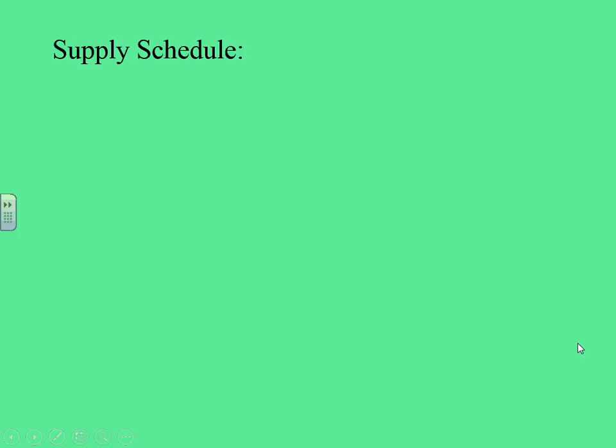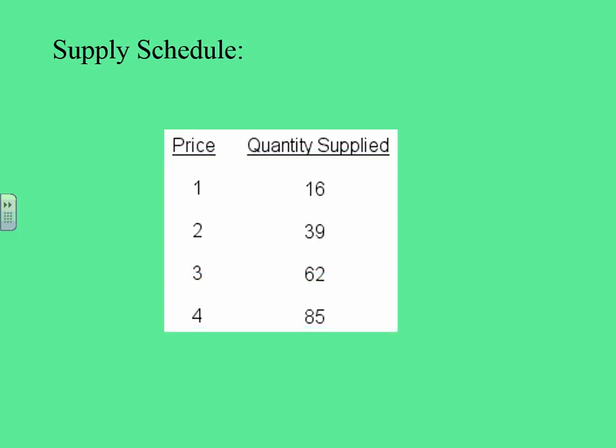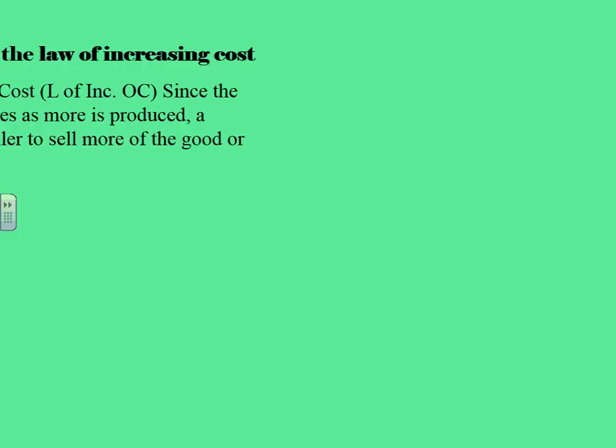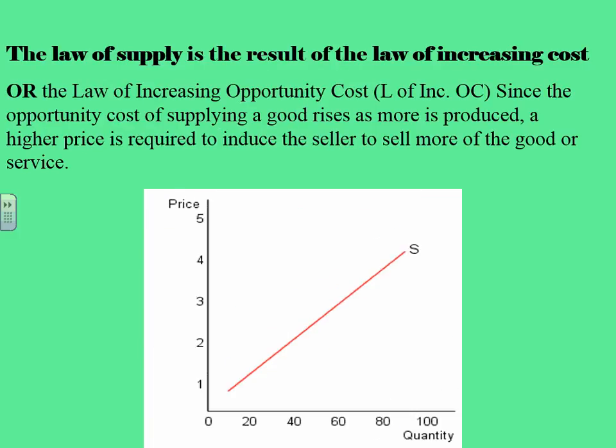Okay, so our two tools, just like with demand, we start off with the supply schedule, and as you can see, as the price increases, so does the quantity supplied. And we plot those points on a graph, and we get an upward sloping supply curve.